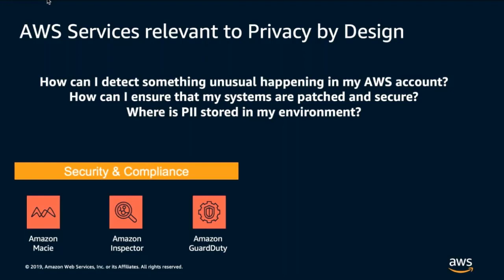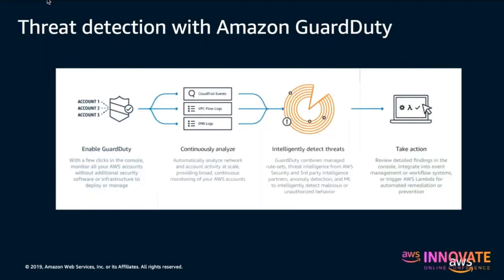So I'd like to drill into Amazon GuardDuty. So this helps answer that first question. How do I figure out if something unusual is happening? GuardDuty is a threat detection platform. It looks at your environment on an ongoing basis, understands through machine learning what is normal and not normal within your environment, and then can flag or warn you if something unusual is happening. So it's anomaly detection.